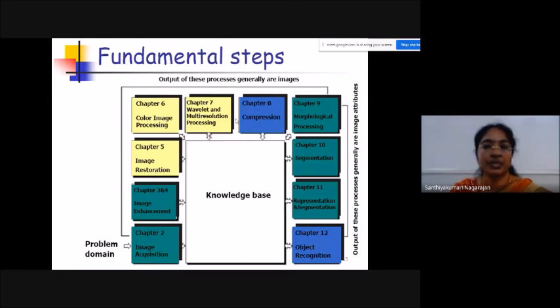Next comes the compression technique, where you want to compress a large amount of information, such as an image or a movie picture. If you compress it, then naturally there is space for you to send much more information along the same channel. This is the next step, followed by morphological processing.